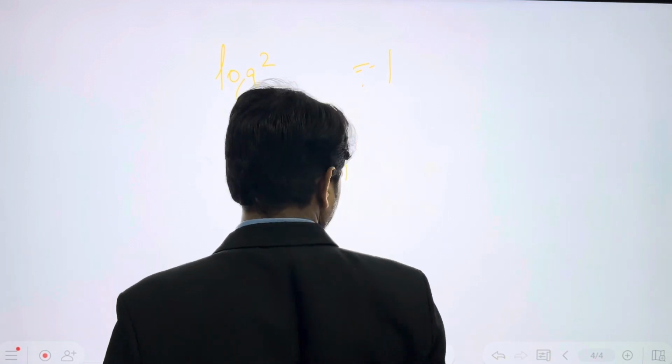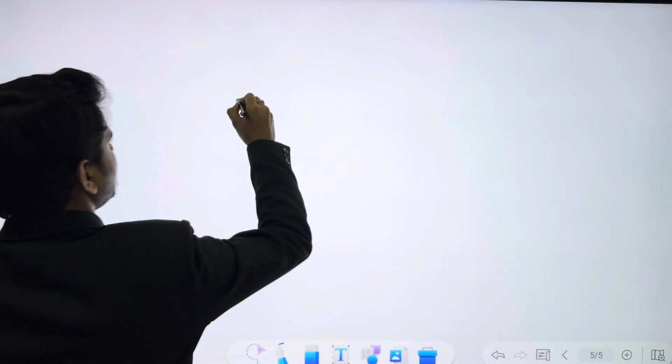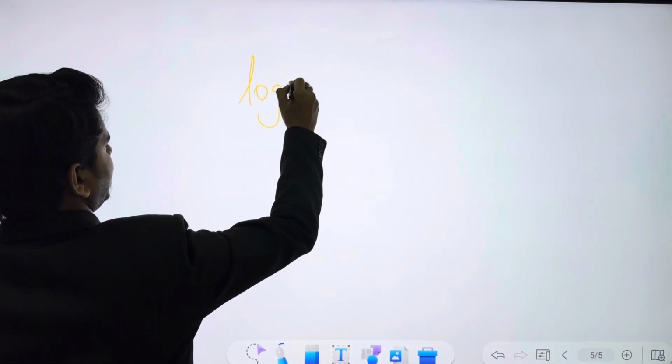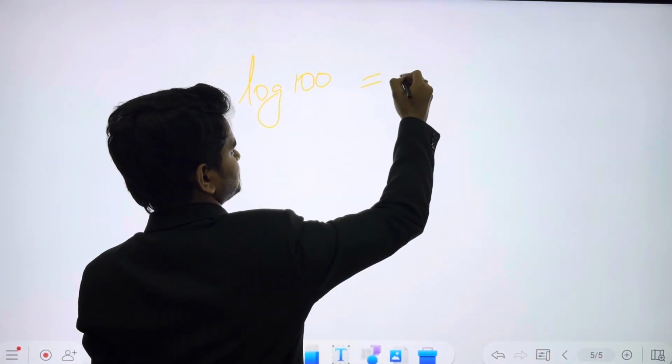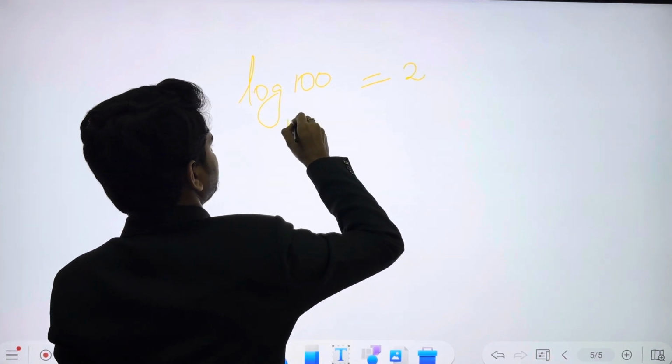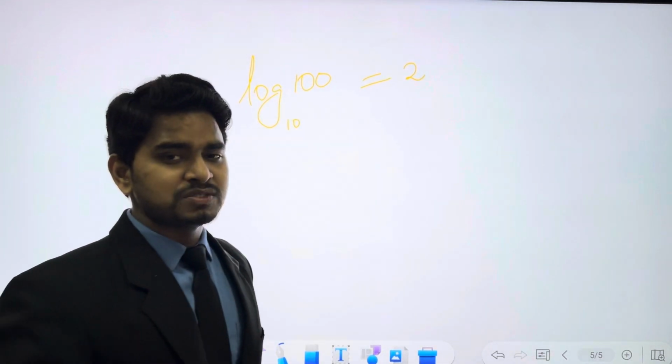If you have a question tomorrow, find out log 100. Base is not there. What is the meaning of that? It basically means, what is the power we should give on 10 to reach 100? And the answer is 2. Base is always 10, remember that.